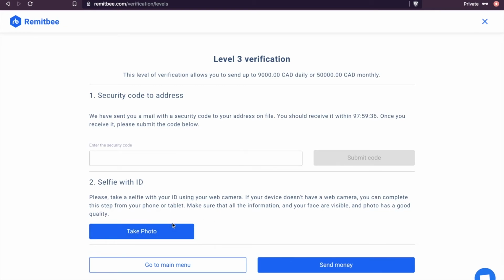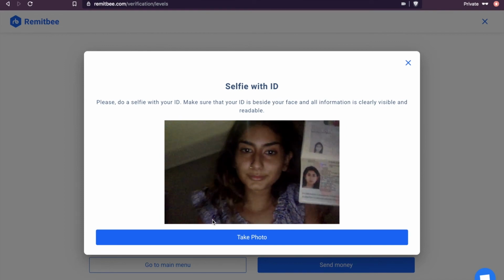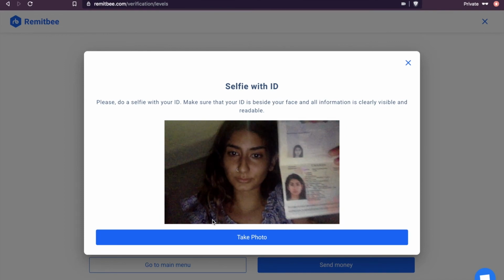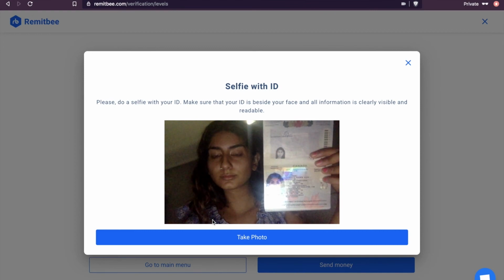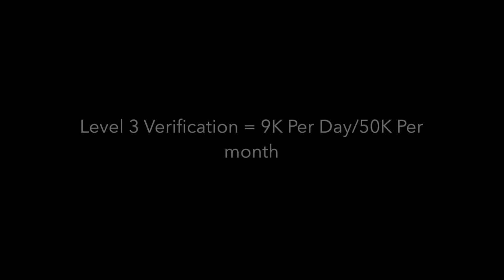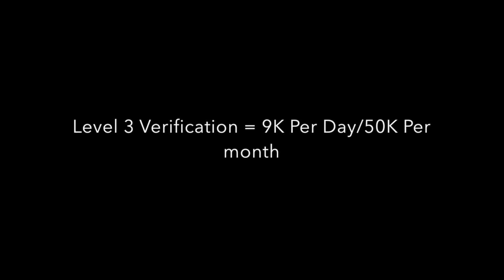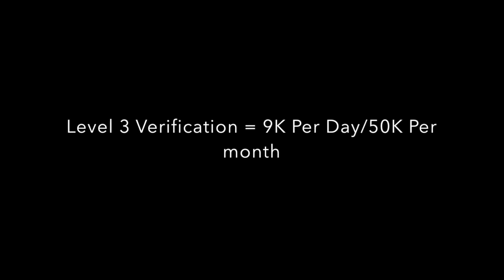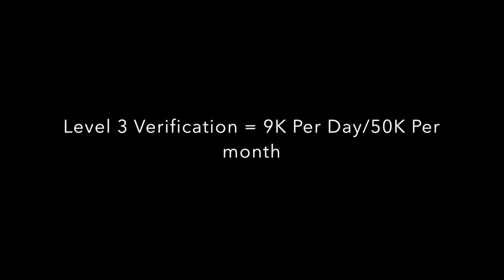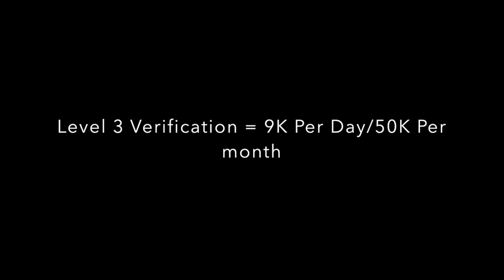And then the next step is to take a selfie with your ID. So you need to take a picture of yourself holding the ID that you submitted, and you need to make sure that your face is visible and that the photo is good quality. Once that's been submitted, the team will confirm within 24 hours, and you shall be able to send $9,000 a day or $50,000 a month, and that's all of our current levels of verification.